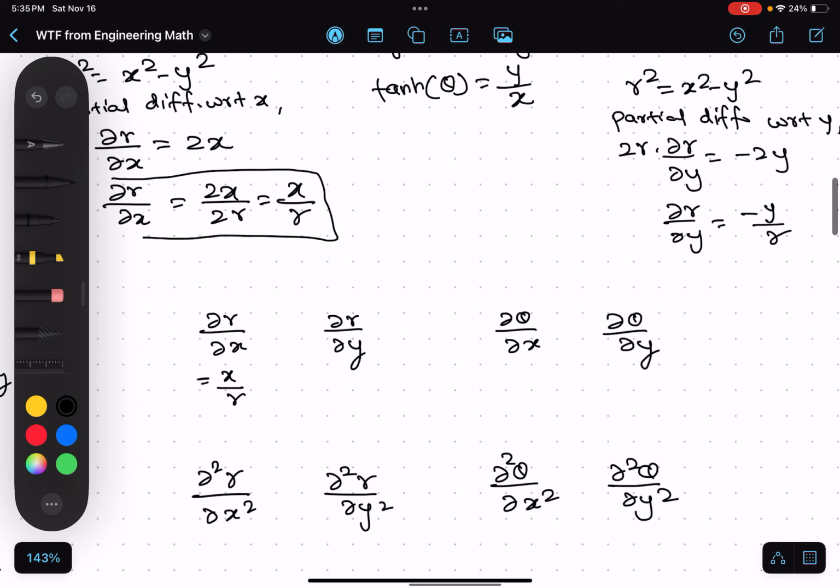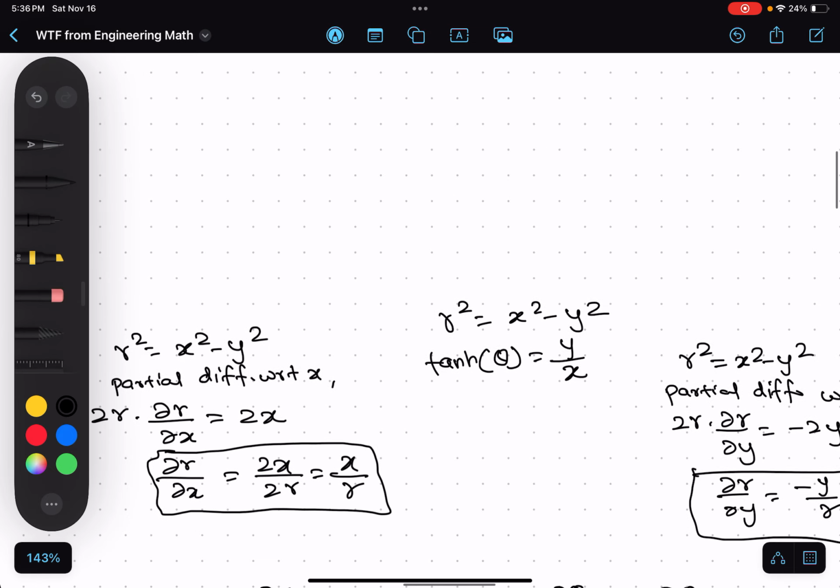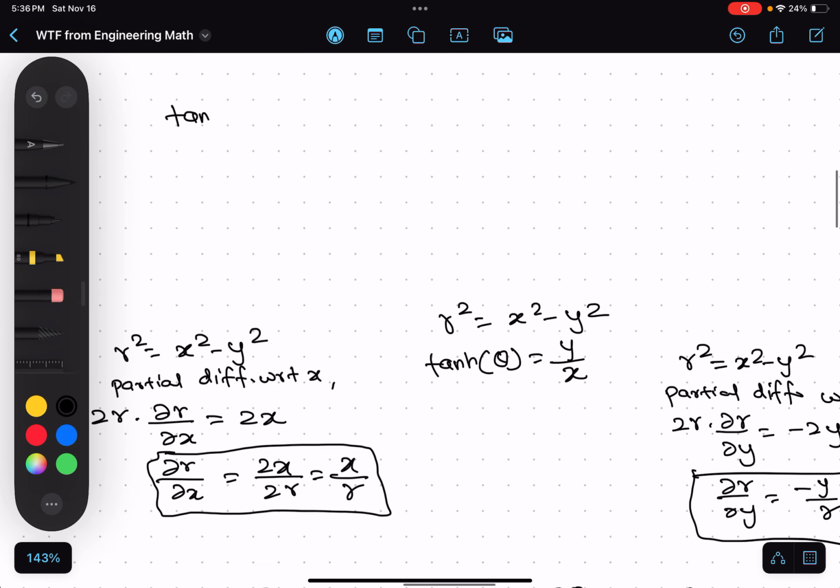As I told you, I never lie. So this is minus y by r. Now let's find partial theta by partial x. Again, we have tanh theta is equal to y by x, right?